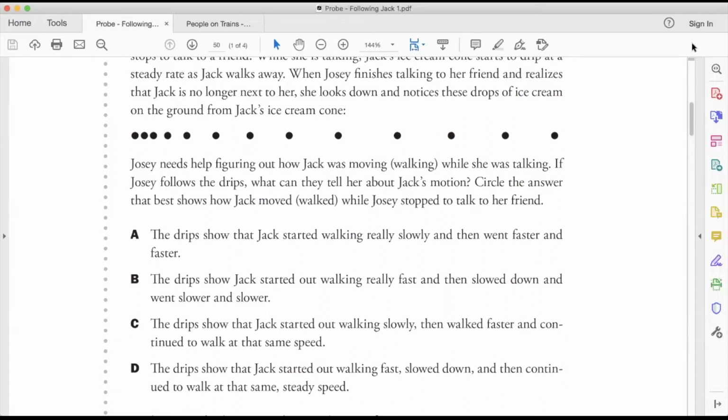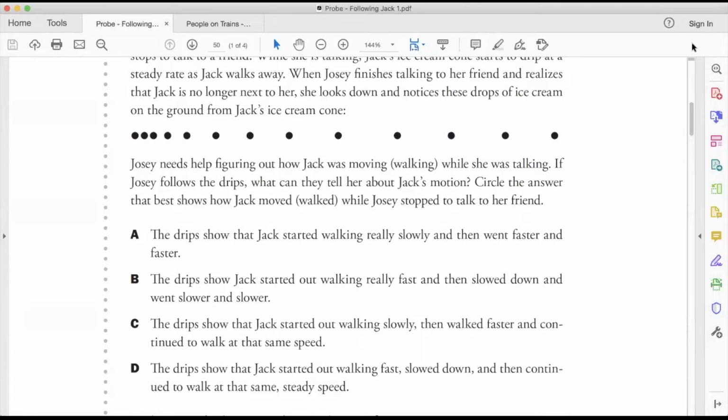Let's see what these say. A: The drips show that Jack started walking really slow and then went faster and faster. Well, initially they are close together, so that means he's moving slow, but it says he went faster and faster. And what I see on this, it looks like the second half of this timeline of drops, they're all evenly spaced. So he wasn't speeding up through there, because they should get further apart if A was right.